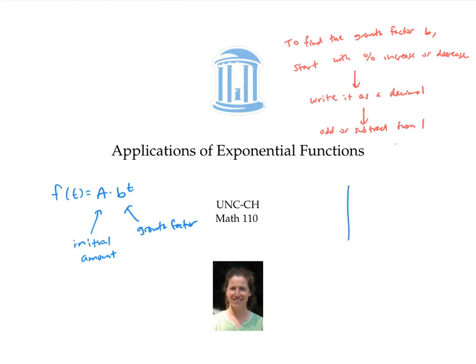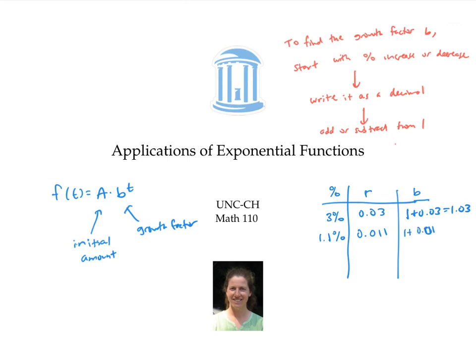Let me show you that as a couple examples. In the first example, we had a percent increase of 3% on the raise. As a decimal, I'll call this R, this was 0.03, and to get the growth factor, we added that to 1 to get 1.03. In the world population example, we had a 1.1% increase. We wrote this as 0.011 and added it to 1 to get 1.011.